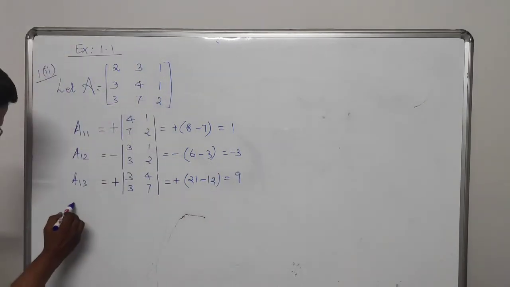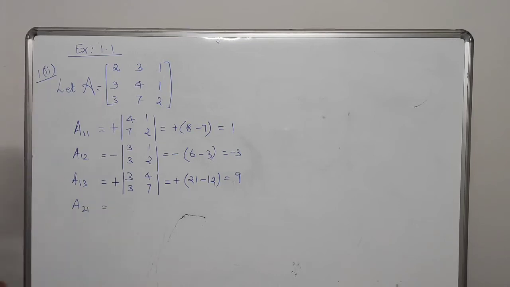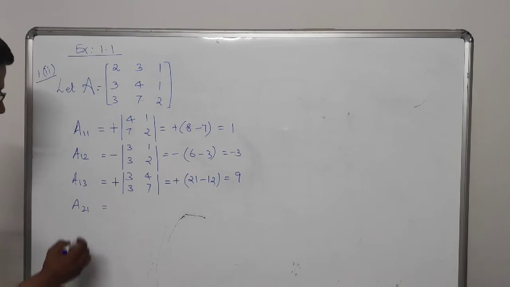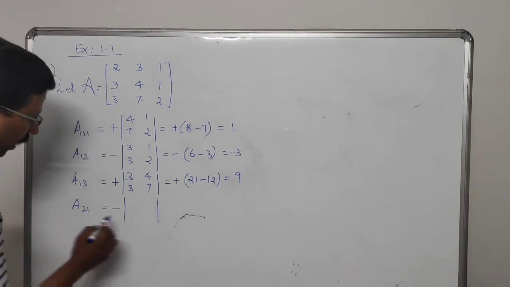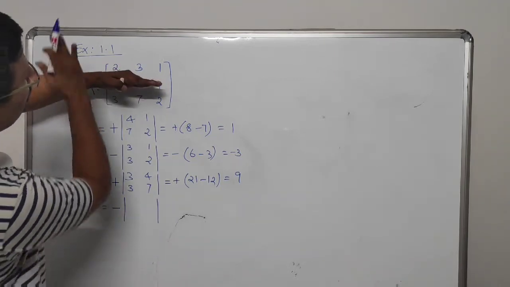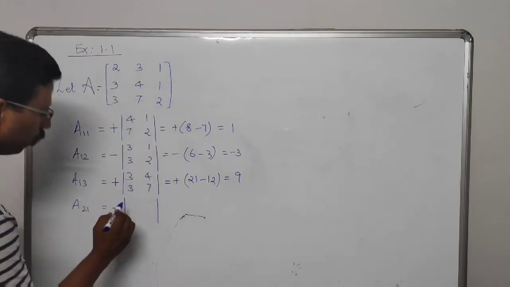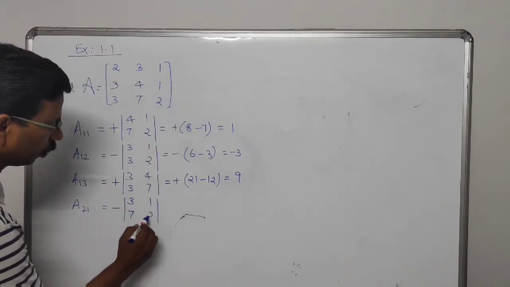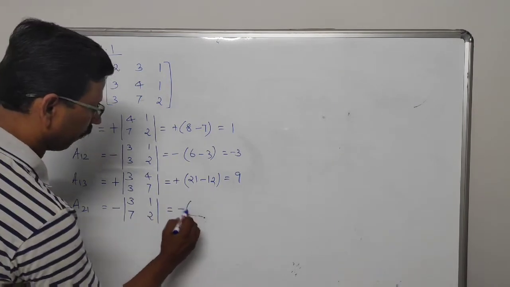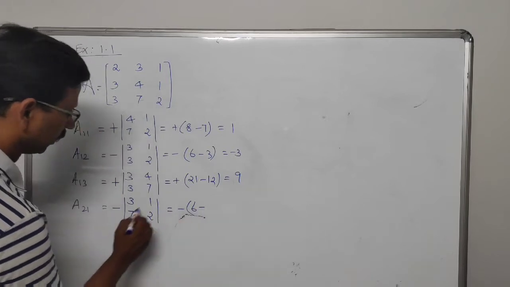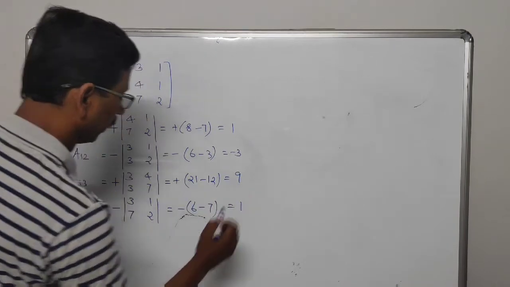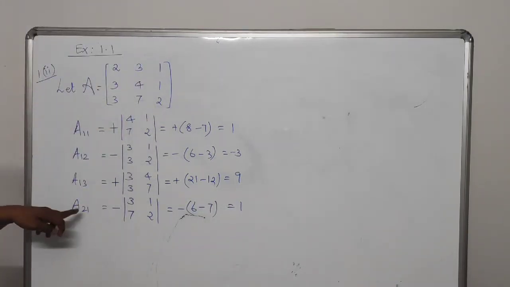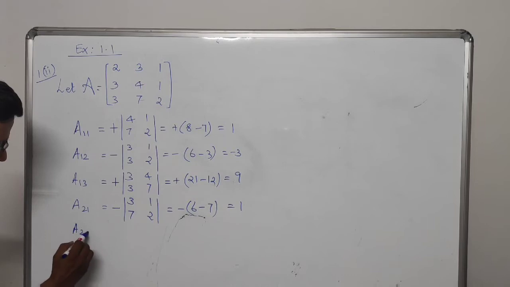Now we can write A21, that is cofactor of second row, first column element. Now 2 plus 1 equal to 3 is an odd number. Hence we can say minus sign. Then we can find the minor by leaving second row, first column. You can get 3 1 7 2, which is equal to minus of 3 2s are 6 minus 7 into 1 is 7, which is equal to 6 minus 7 equal to minus 1, minus of minus becomes plus 1. Now we got cofactor of A21.